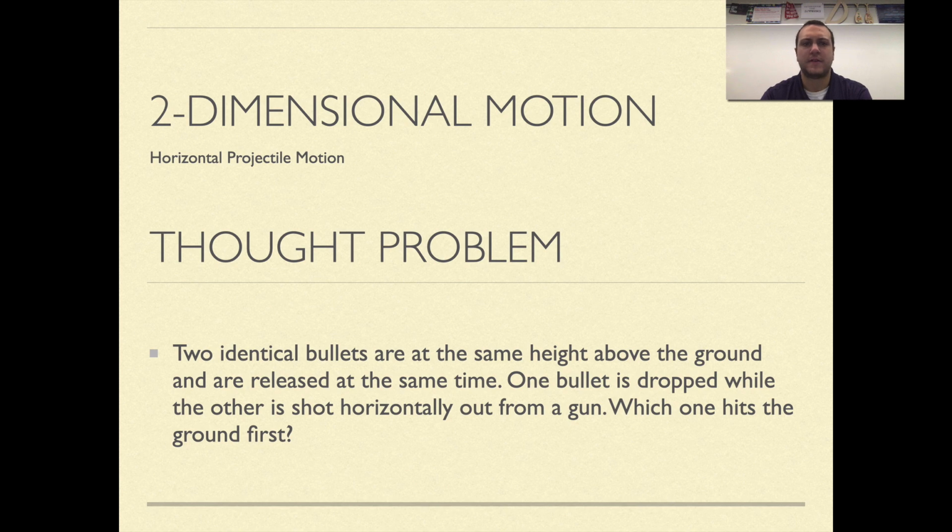Hi, this video lesson is about two-dimensional motion, specifically talking about horizontal projectile motion. As we've previously looked at with one-dimensional motion, that motion is either left, right, up, down, or north, south, east, west. Now we're looking at how an object behaves when it's moving in two dimensions at the same time.